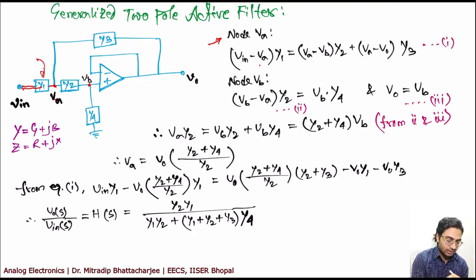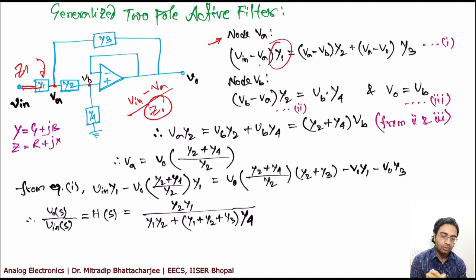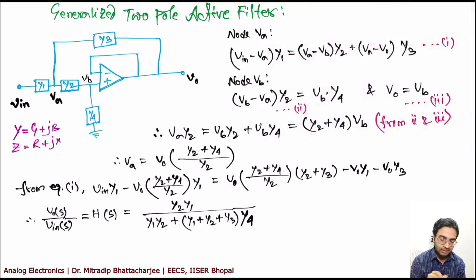So if it is Z1, then what would be the expression? V in minus VA divided by Z1, but 1 by Z1 is equal to Y1, as I've said. So in this case the current is V in minus VA into Y1, then it is dividing into two different sections. So this will be equal to VA minus VB into Y2, and similarly what is the value here? It's V0. So the other current will be VA minus V0 into Y3. So this is your one equation.